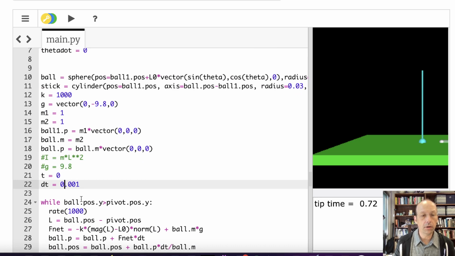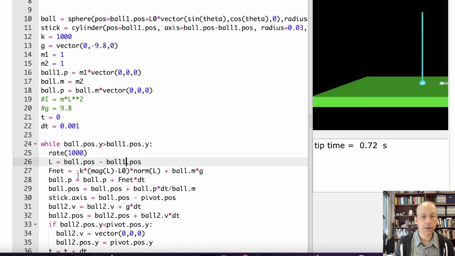While ball.pos is greater than ball1. That's a little weird because ball1 technically could move, but I'm going to try to make it not move. So let's just leave it like that. And then this changes to ball1.p. Stick, move the stick. Okay, I am going to need to do something else too.